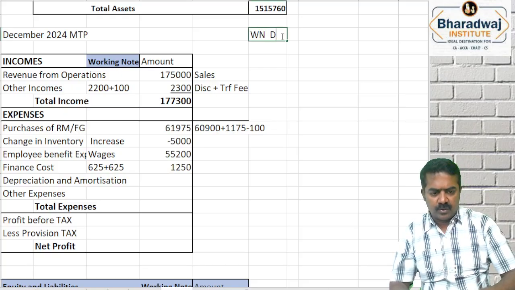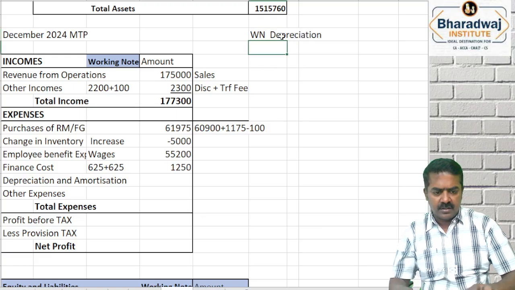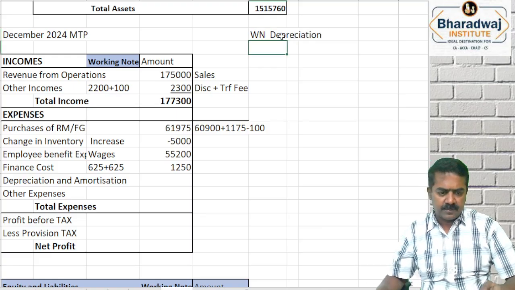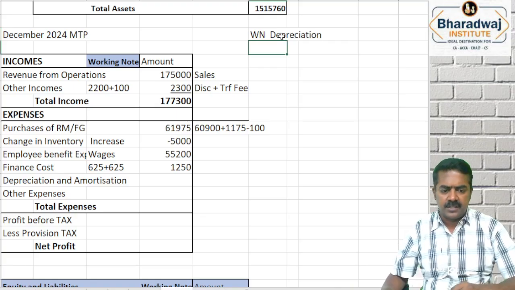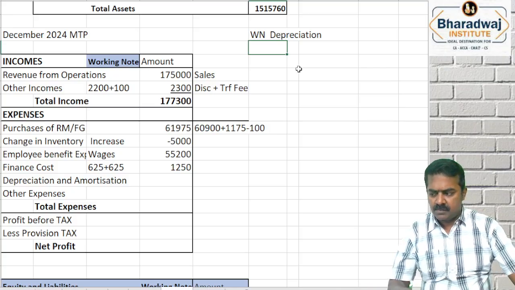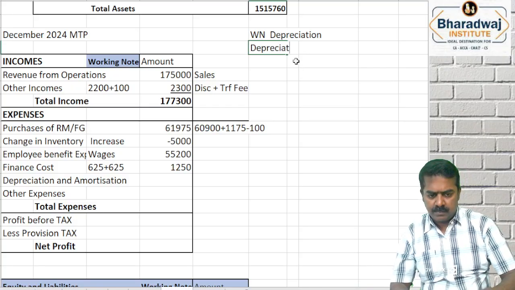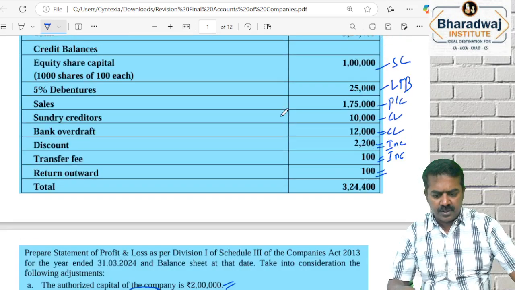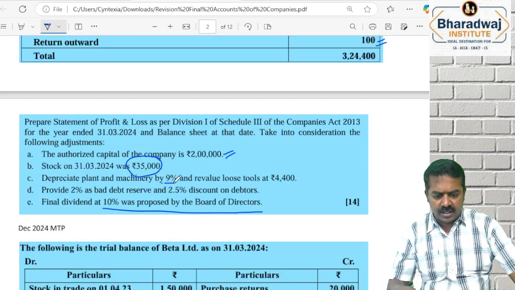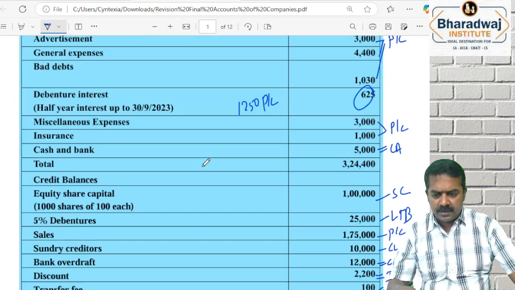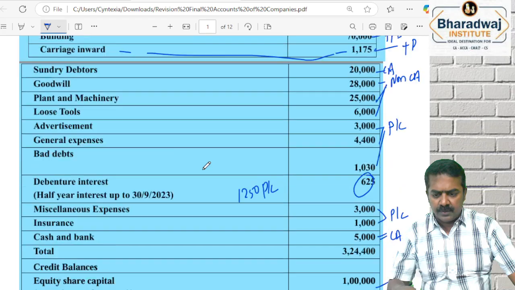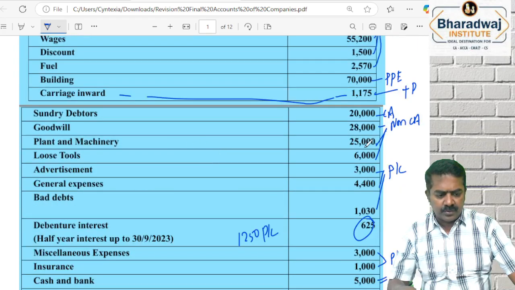We'll prepare a working note for depreciation and amortization. What and all will come under depreciation and amortization? Depreciation on plant and machinery, they ask you to create at the rate of 9%. 9% of plant and machinery value. 9% of 25,000.